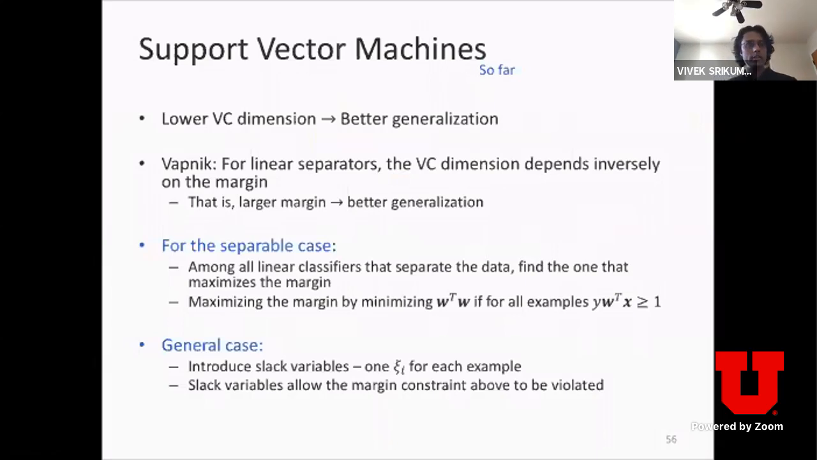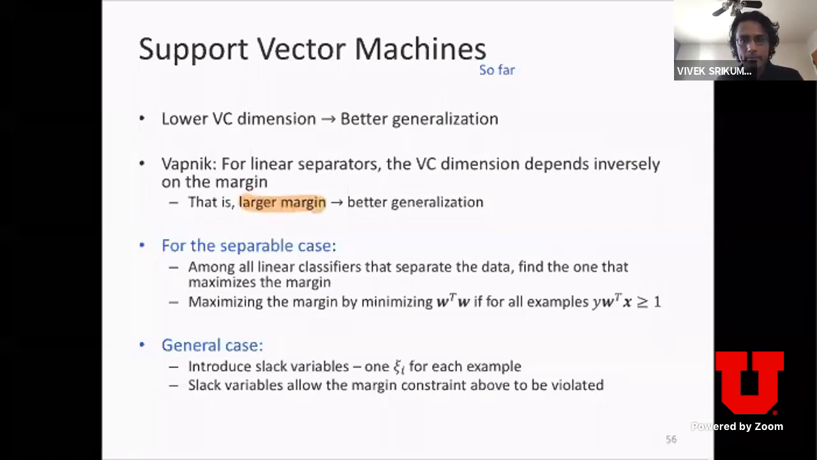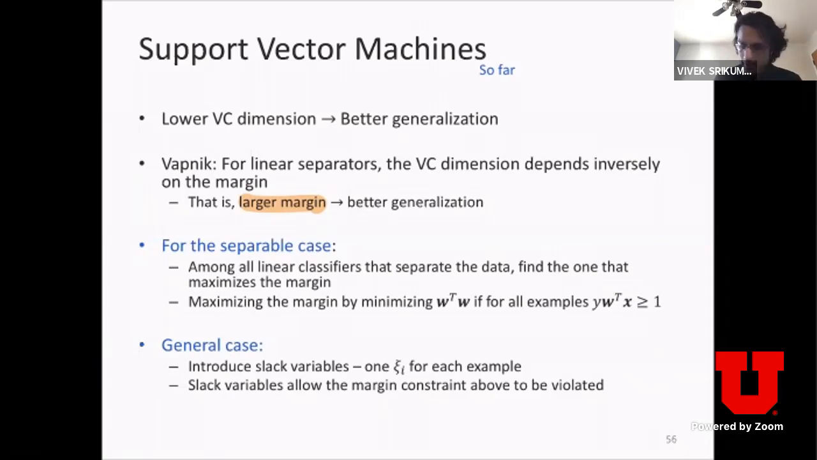In the last lecture on Thursday, we looked at this idea of support vector machines, and we saw the story was when we have a low VC dimension, learning theory tells us that it leads to better generalization. And there was a theorem from Vapnik that said for linear classifiers, the VC dimension is inversely dependent on the margin. If you have a larger margin, you have better generalization.